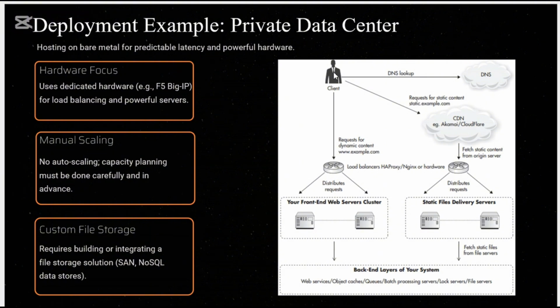A hardware load balancer like HAProxy or Nginx handles incoming requests and can include caching or reverse proxy layers to improve performance. For file storage, options range from FTP servers to storage area networks or NoSQL data stores depending on data size. Files must be served through a CDN by adding a web server layer in front of storage.